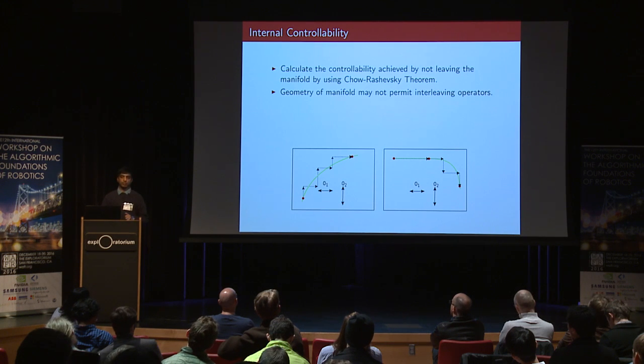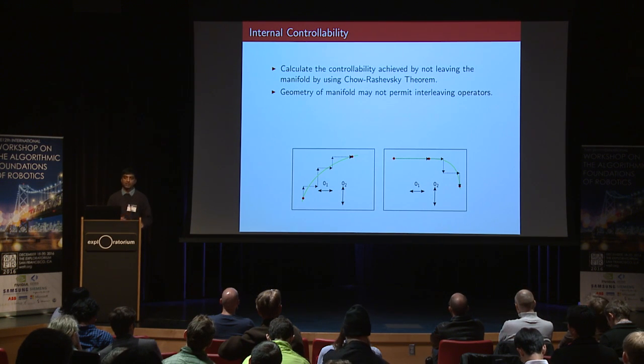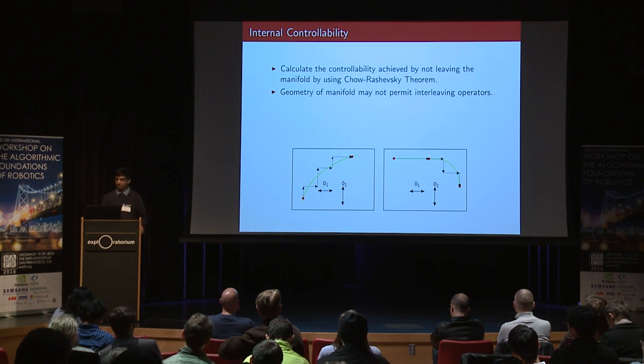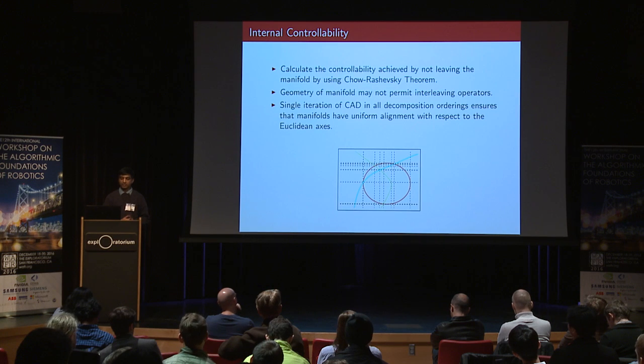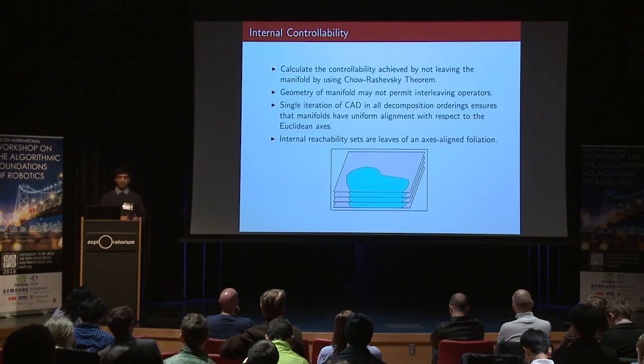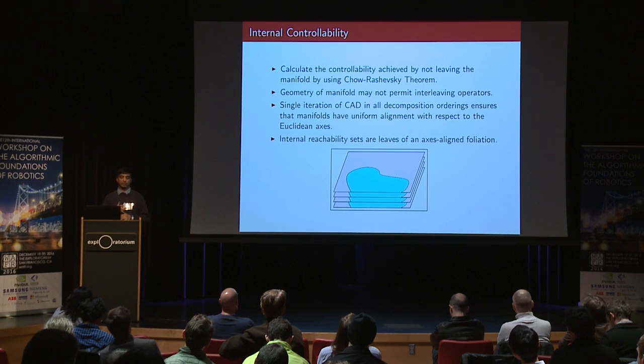In the first case, there's not enough room to interleave those operators. And in the second case, we have a sort of non-uniform manifold where we can travel horizontally on the left side, but we can't on the right side. So we want to get these nice uniform manifolds. And a single iteration of cylindrical algebraic decomposition in every decomposition order guarantees that we get uniformness with respect to the alignment, with respect to the Euclidean axes. And we end up with another foliation of each manifold into a bunch of leaves, where each leaf corresponds to a reachability set of the manifold.